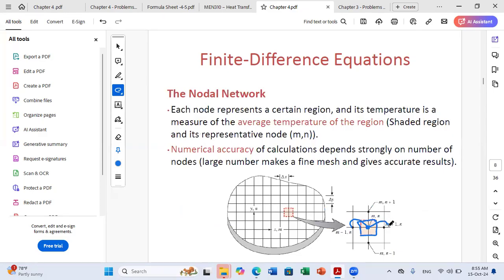So if you have the same index m, this means that you are in the same column. And if you have the same index n, this means that your nodes are in the same row. So m stands for the number of the column you are in, and n stands for the number of the row your cell is in.